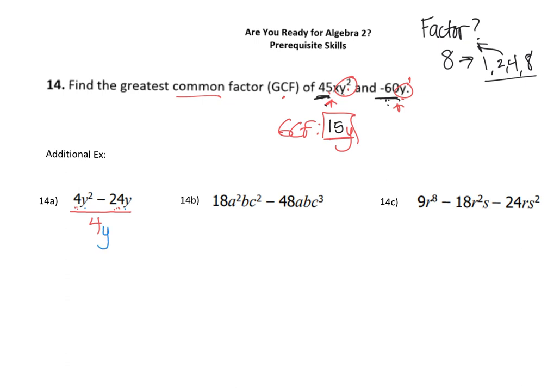I can take out a y, but how many? The first term has 2 y's. The second term has 1. How many can they both give? They can both give 1 y. So for y, okay, that is the GCF, but I'm not done factoring. I have to divide it out of each of these terms.